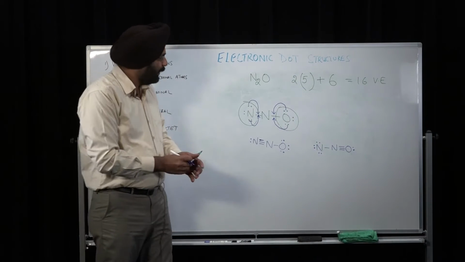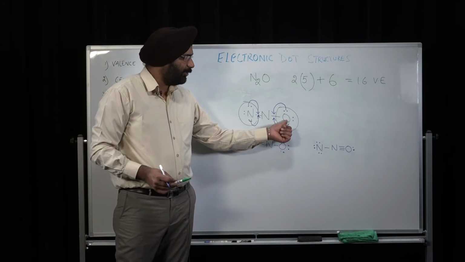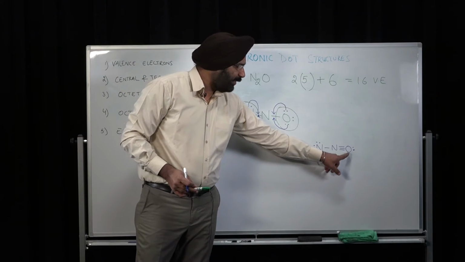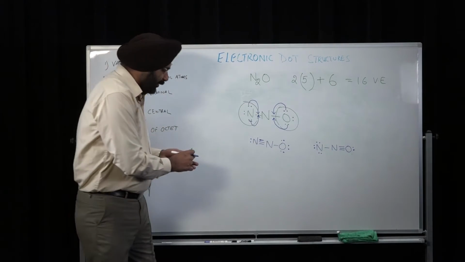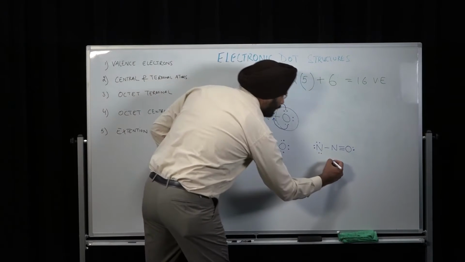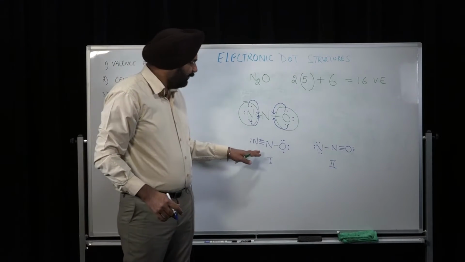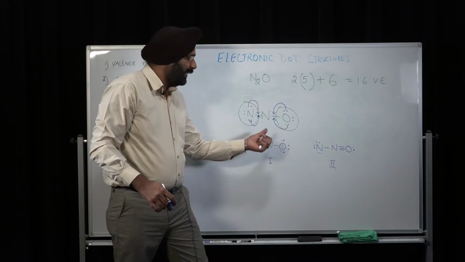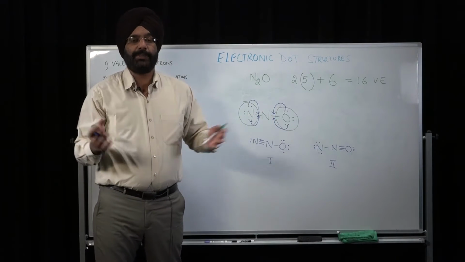Right? Equally possible. These 2 pairs are getting converted into the bond pairs between the nitrogen and oxygen. So as a result, you have a triple bond between the nitrogen and oxygen and a single bond between nitrogen and nitrogen. I'm going to label the first structure, and this is the second structure. So the difference between these 2 is, in the first structure you have a triple bond between nitrogen and nitrogen. In the second structure you have a triple bond between nitrogen and oxygen.